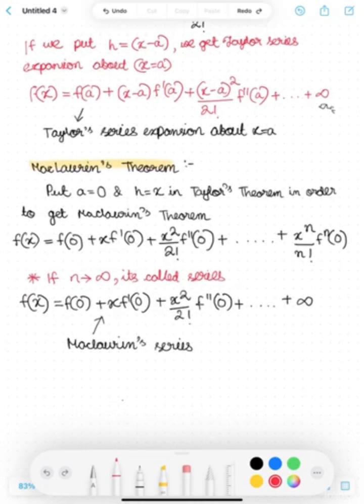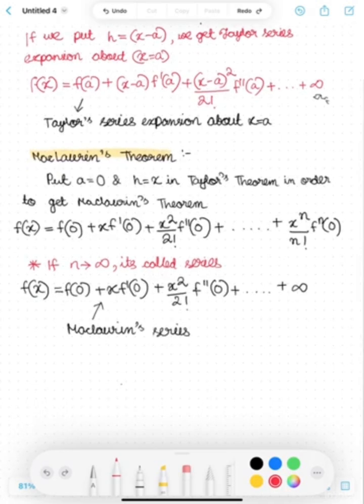Now, if n tends to infinity, it's called the Maclaurin series, as we got in the previous series. The Maclaurin series is a special case of the Taylor series expansion of a function around the point x equal to 0. It represents the function as an infinite sum of terms calculated from the values of its derivatives at x equal to 0. So f of x is equal to f of 0 plus x f dash of 0 plus x squared divided by 2 factorial f double dash of 0, and it goes all the way till infinity.